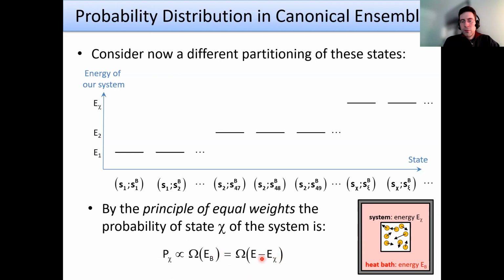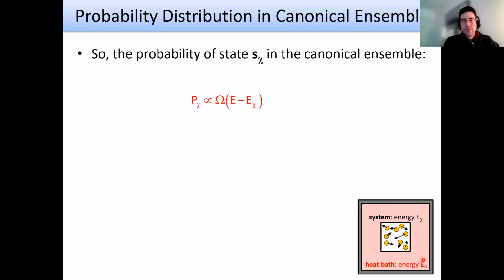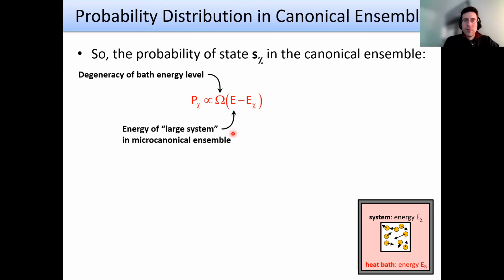So now, this is the next important part in our thought process. We apply the principle of equal weights to the degeneracy of the energy states of the bath, right? So if we do that, then the probability of state chi for the small system in the canonical ensemble is proportional to this degeneracy. Now, the problem is that this degeneracy for the bath energy level is kind of a weird function. It's very rapidly increasing. We would like to have something a bit more well-behaved.